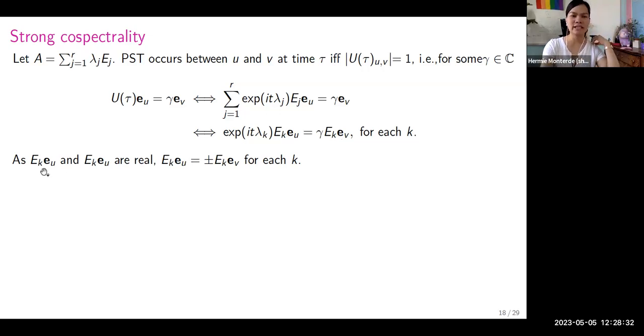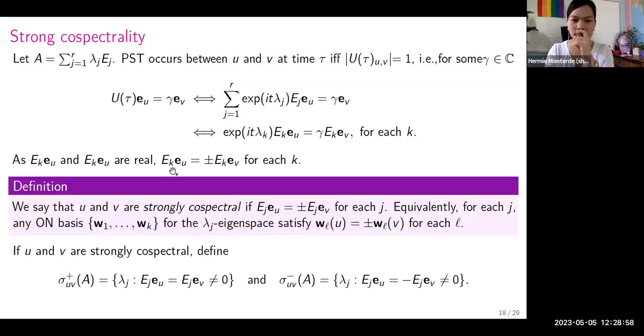And since the E_k's are real, when does this happen? If these vectors are real and they differ by a constant, then they must be plus or minus multiples of each other, for each k. Now, it's a bit hard to imagine this, but let's put a name to it. We say that U and V are strongly cospectral if for each orthogonal projection matrix, the projections towards U and V are equal or of opposite signs.